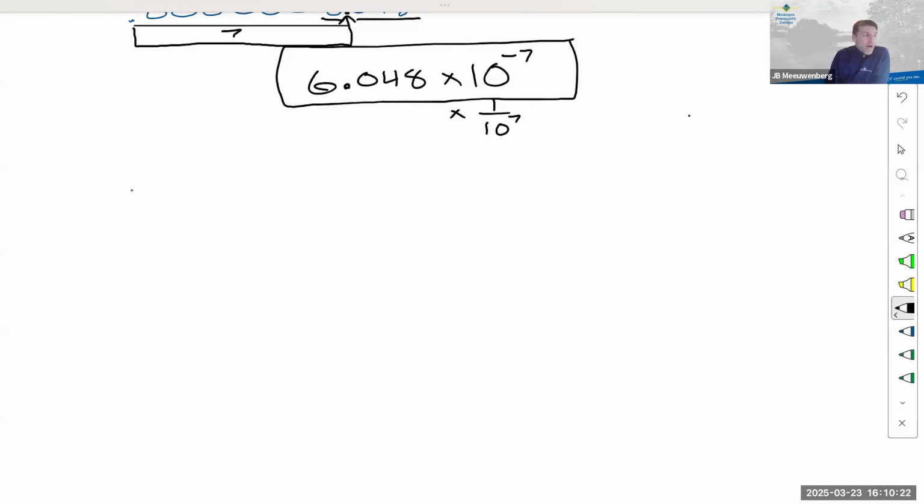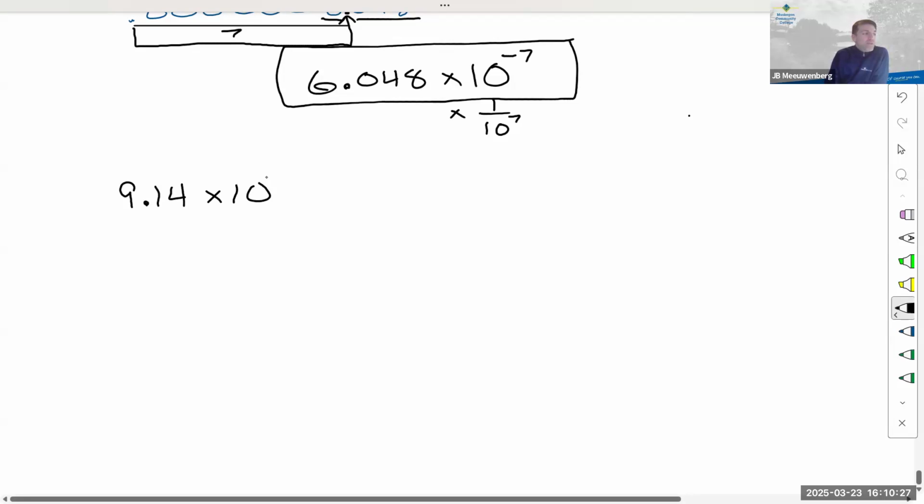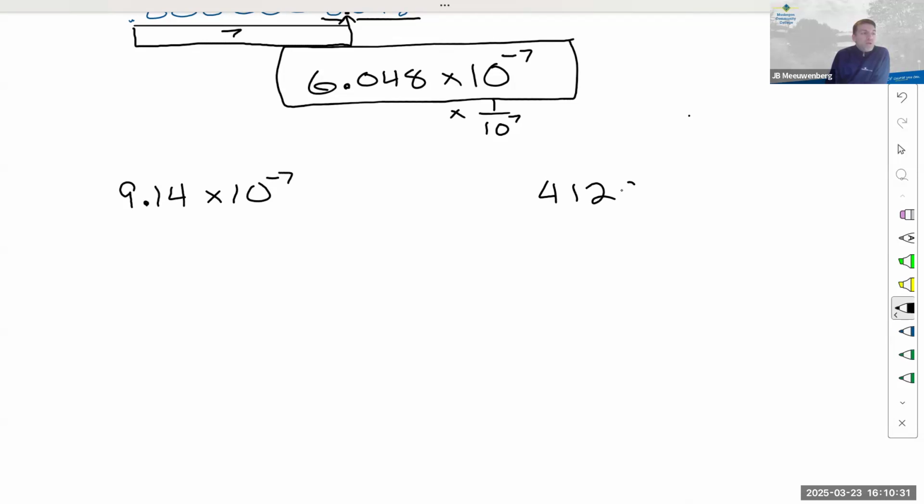So let's go with 9.14 times 10 to the negative 7th and, oh, sorry, I gave you the wrong way. I have to change that. I gave you the regular number there. Let's go with 8.05 times 10 to the 6th. So put both of those back in their normal numerical form.